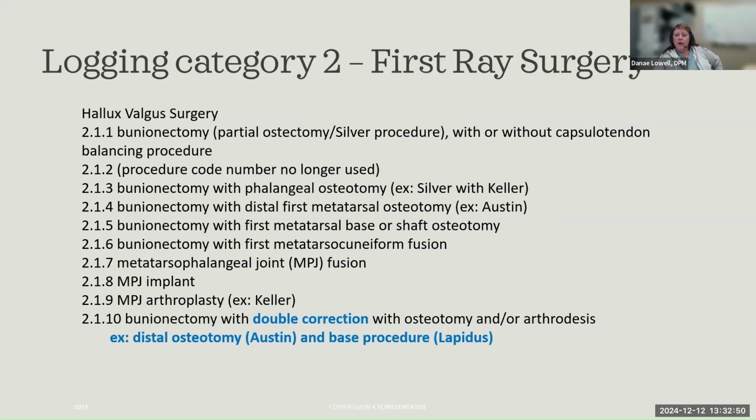Under category 2 for hallux valgus, you'll find these procedures listed. The last one listed is used for double osteotomies. Just like category 1 for digits, despite the time and amount of work you do, it is one procedure logged to address the deformity.